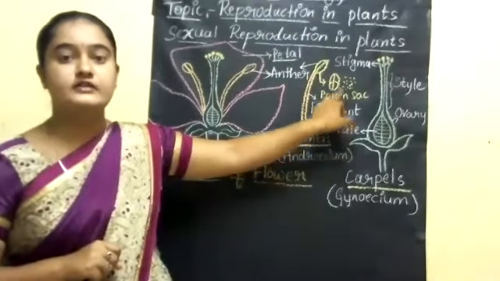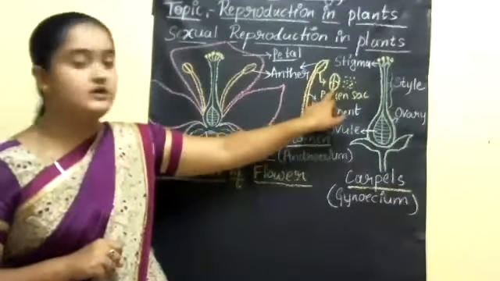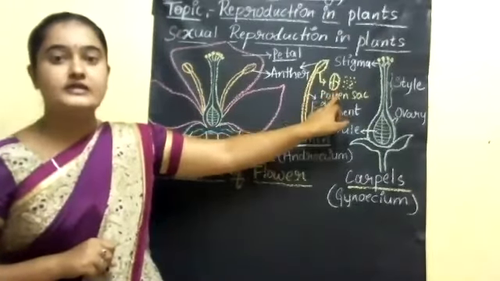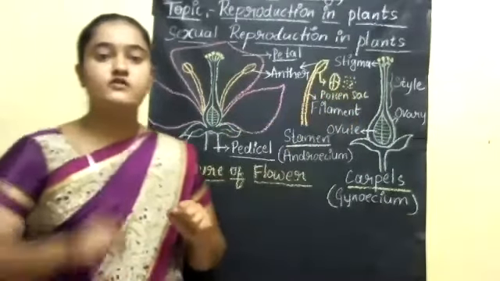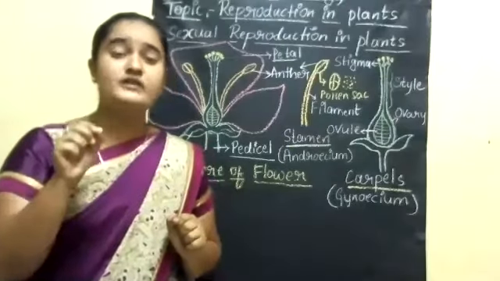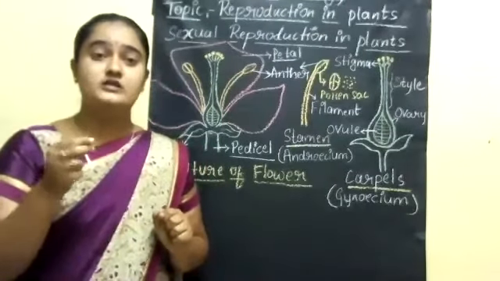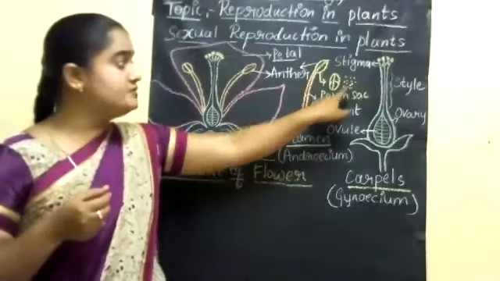Inside the anther, there are four pollen sacs present. You can see here, it consists of four pollen sacs. Inside the pollen sac, there are pollen grains, which are usually a yellow, powder-like structure. They are called pollen grains.